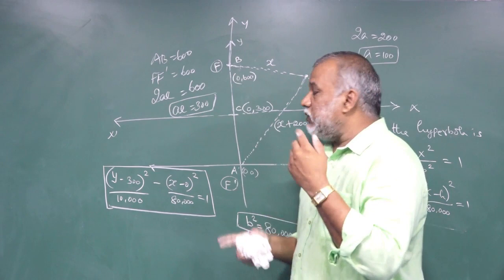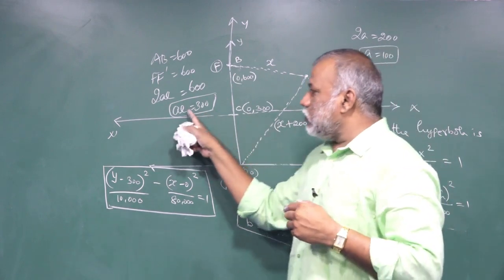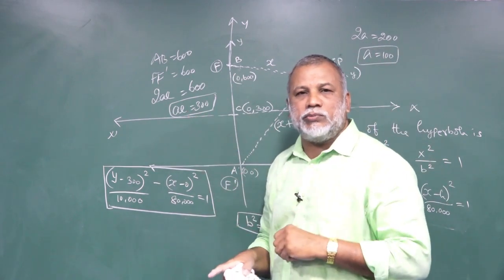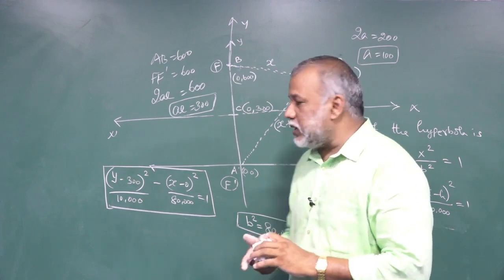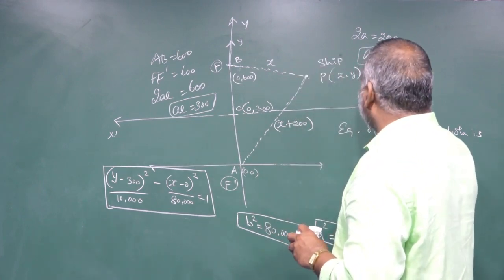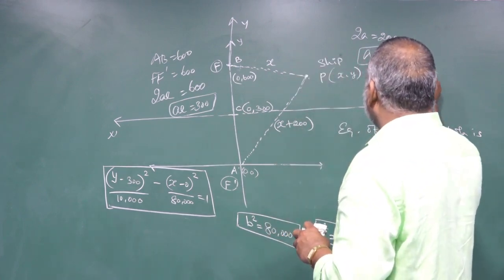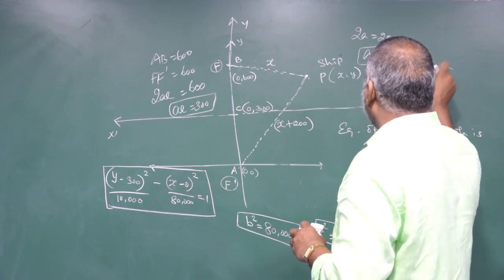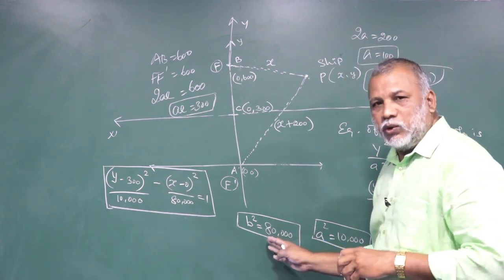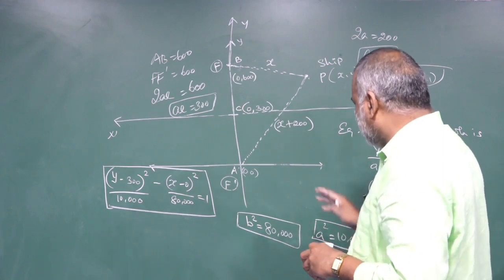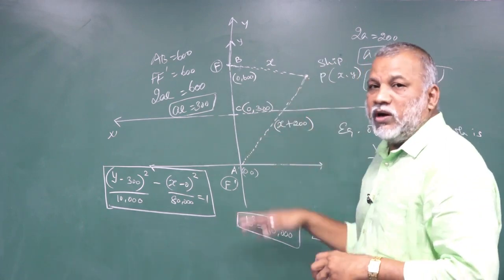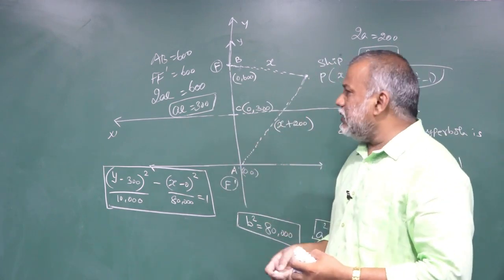After that we know the value of A, we know the value of AE. Then we are able to work out B squared. What is the formula to find B squared? B squared equals A squared times (E squared minus 1). With the help of this formula, you are able to find B squared equal to 80,000, A squared equal to 10,000. Now we are able to draw the diagrammatic explanation.